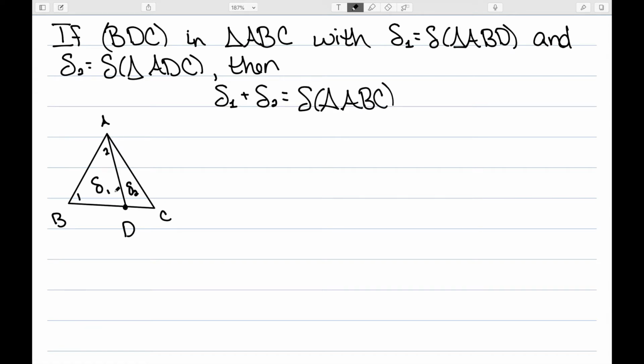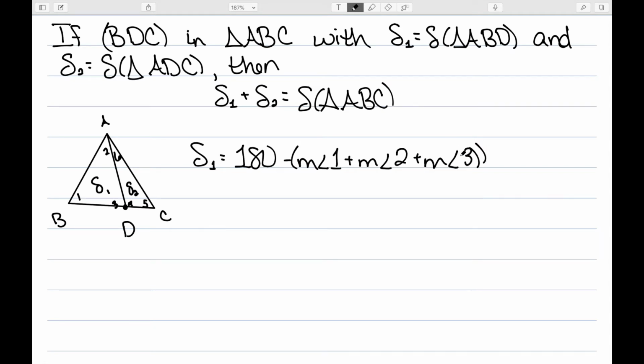So let's label some of these angles and prove this. And this proof is going to be very similar to the way we did excess in spherical geometry. We know that the first defect is 180 minus the measure of angle 1 plus measure of angle 2 plus measure of angle 3. Delta 2 is going to be 180 minus the measure of angle 4 plus angle 5 plus angle 6.